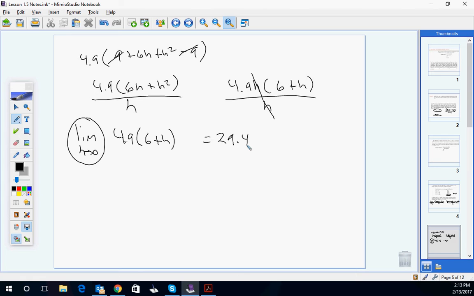Okay, so you can see what it was approaching on our table is what we got. So we feel pretty good about that. Okay, any questions there? Yep.